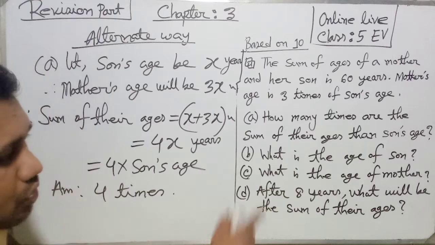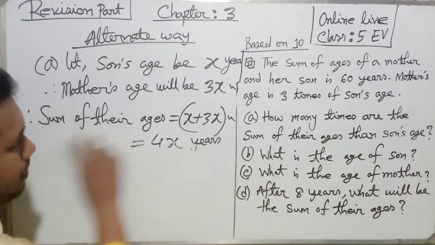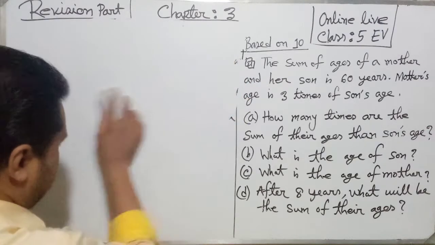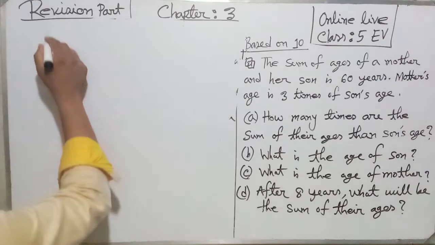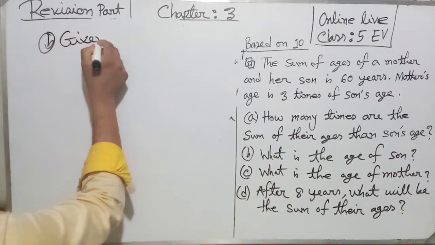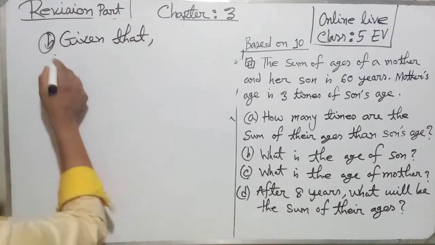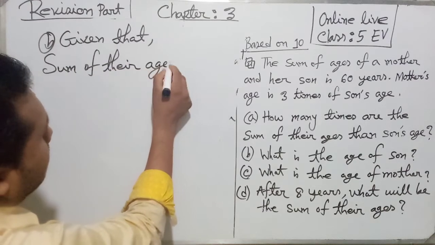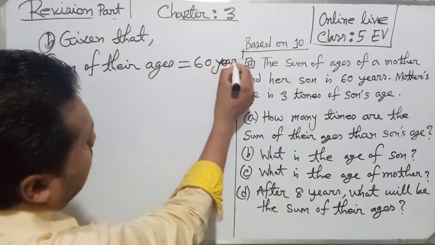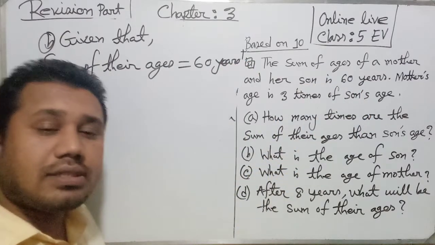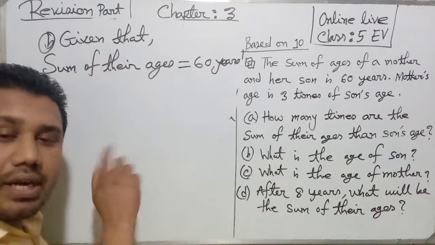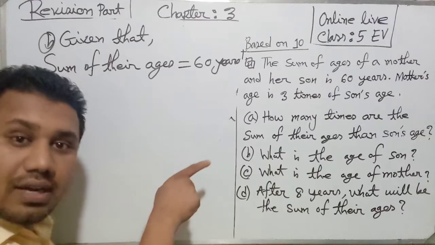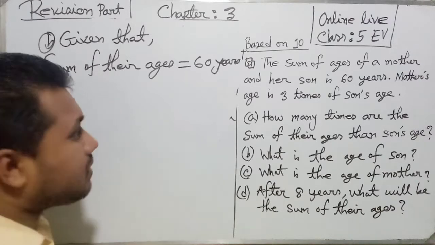What is the age of the son? Dear students, for part B we can write, given that the sum of their ages equals 60 years. Look, this is given. The sum of their ages is 60 years. Now we can get the sum of their ages from A. From A, the sum of their ages equals 4 times the son's age. Clear? So 4 times the son's age.